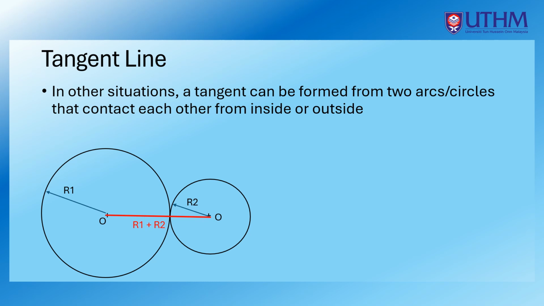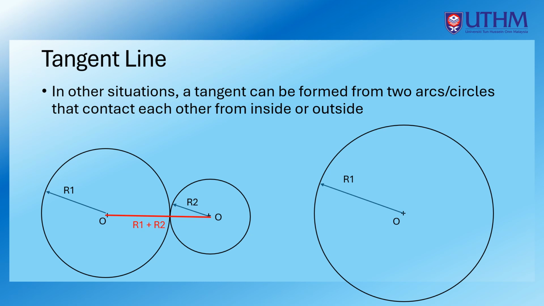Then if you have a small circle with a radius R2 inside and touching the wall of a big circle with a radius R1, these two circles are said to be tangent on the inside. The distance between the center points of these two circles is determined by the subtraction of R2 from R1.